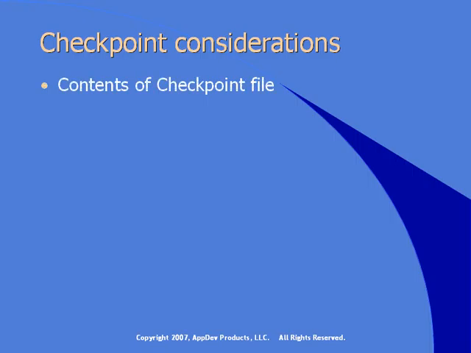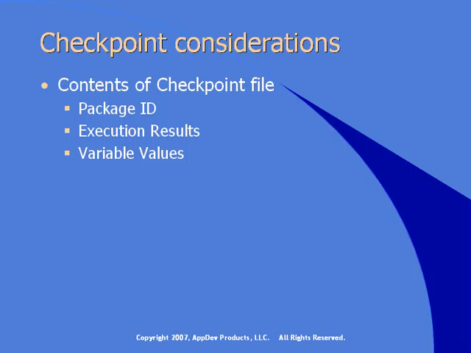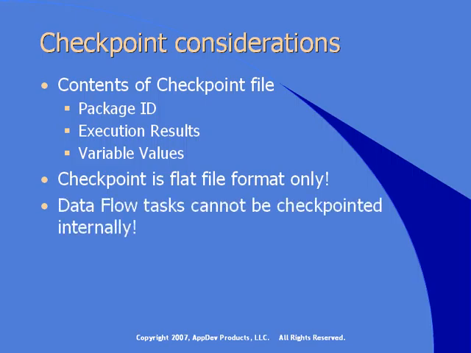First off, what's in this checkpoint file? Well, a couple of key values are written. The package ID itself, the execution results, what failed, for example, any variable values, because we may need to bring those back in to be able to resume. Now, all of this is written in a flat file format, and we don't have any control over that. As it turns out, if you look inside the file, it's XML, and this probably shouldn't surprise you at this point in Microsoft's evolution.